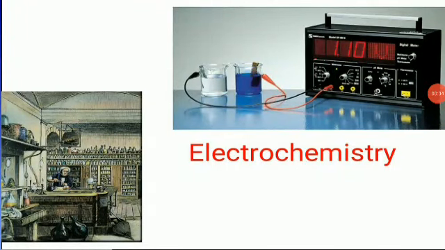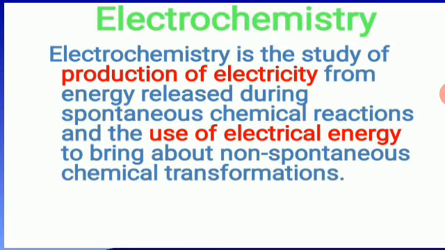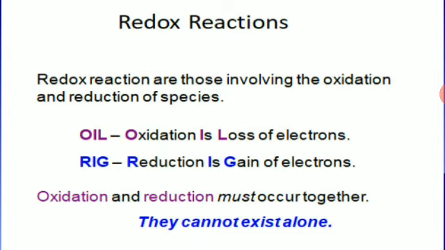Students, now we will deal with our chapter 3, electrochemistry. This is the electronic concept of oxidation and reduction, and electrochemistry is the study of the production of electricity from energy released during the spontaneous chemical reaction and the use of that electrical energy to bring about non-spontaneous chemical transformation. So getting the electricity from any chemical reaction is known as electrochemistry, and redox reactions take place during chemical reactions. So what is a redox reaction?